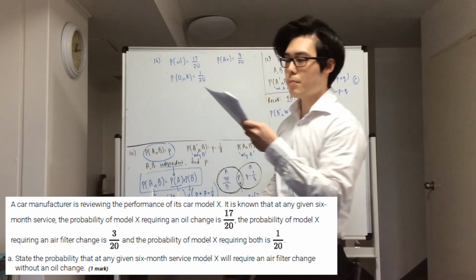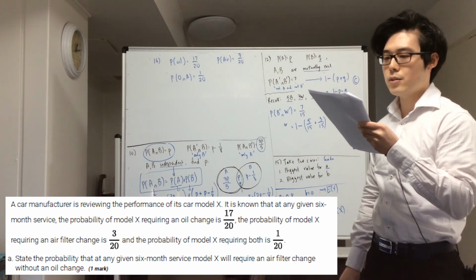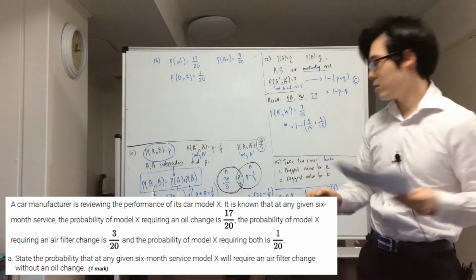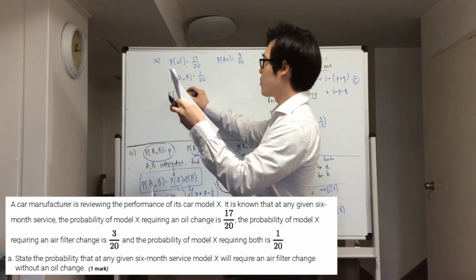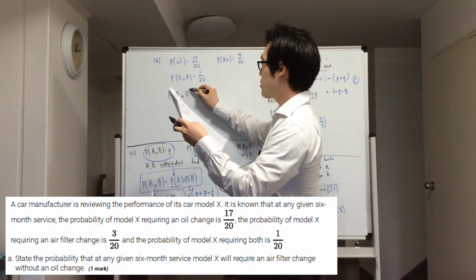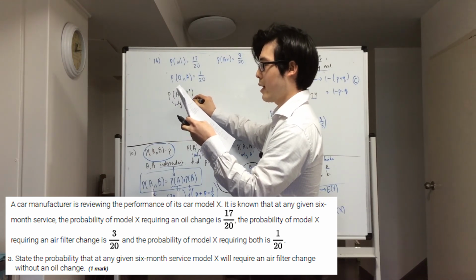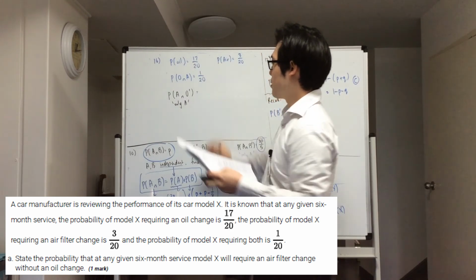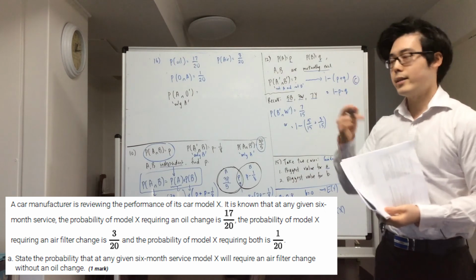Okay. State the probability that at any given 6-month service, the car will require an air filter change without an oil change. So once again, if it says probability of air filter change without an oil change, that means only A. Okay. So once again, if it's a situation like that, Venn diagram.